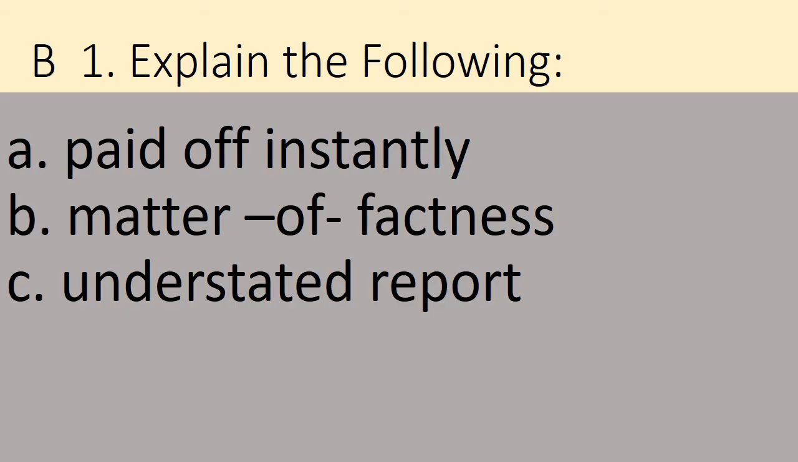B-type question 1. Explain the following in your own words. There are some phrases that you need to write in your own words. A. Paid off instantly. B. Matter of factness. C. Understated report.